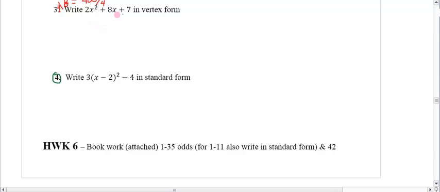Now what we're going to do is practice taking this in standard form and writing it into vertex form. Sometimes that's handy, something that we might want to use because it's quicker to graph a lot of times, a lot easier for us. So it is a nice skill to have. So let's go ahead and attempt to write this out.